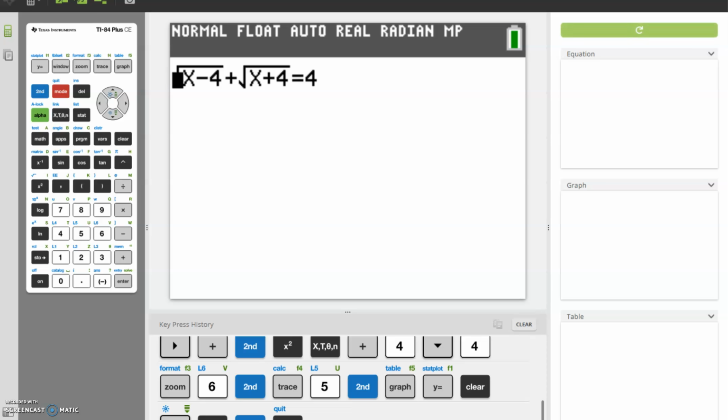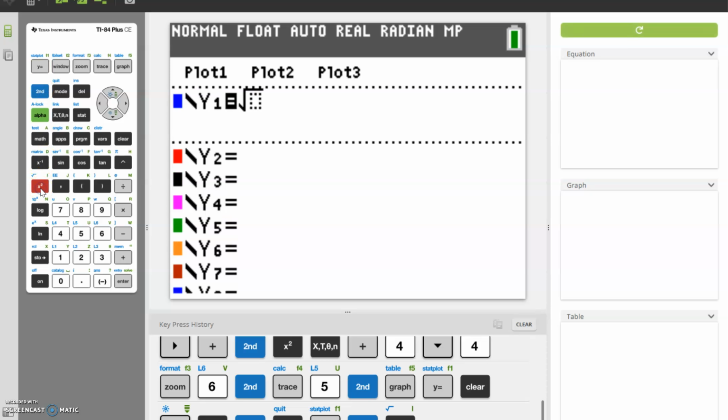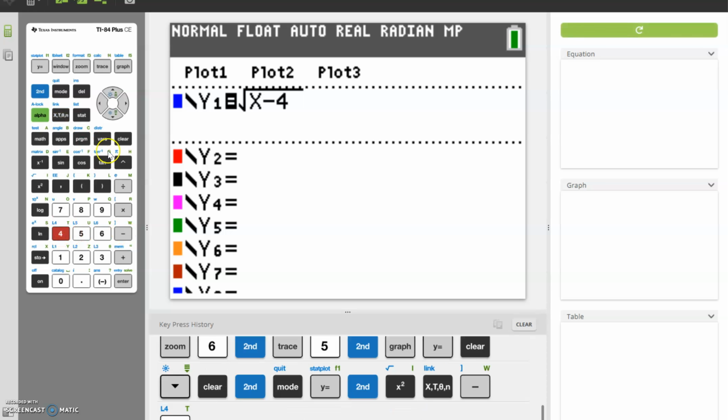We'll go into the y equals screen next. The left side of the equation will get one line, and the right side of the equation will get the other. So we'll go into y equals, and to enter this, we do second and x squared to get that square root symbol. Our variable key is located in between the alpha and the stat key. And we're going to do minus 4. It's very important at this point to use your right arrow key to get out from underneath the root.